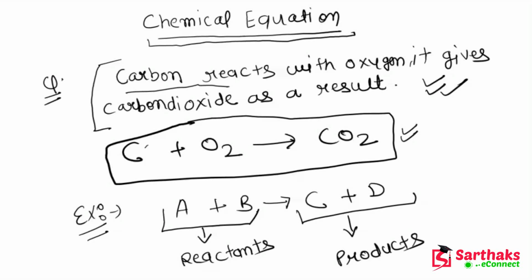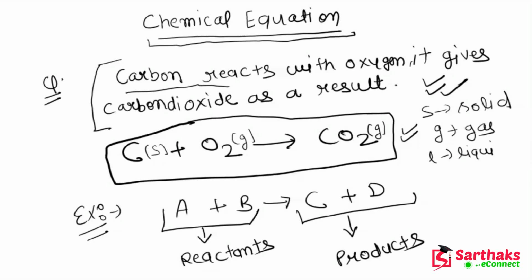Here you can see this carbon is in solid state, so I will write S. This S is for solid. This O2 is in gaseous state, so I will write G. G is for gas. CO2 will also be a gas, so I will write G. If it is liquid, then I can write L, or I can also write AQ. AQ is for aqueous. So this is a complete representation of a chemical reaction.